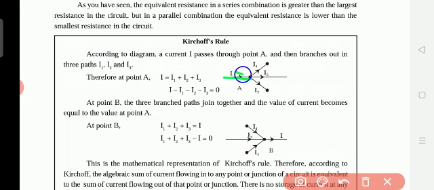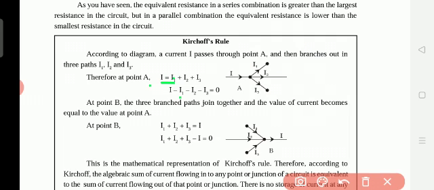Current I is flowing, but it is branched into I1, I2, I3. So these three are equivalent to this one, because however much current is flowing, that much current is divided into three, but these three currents are equal to this one. So that is why I is equal to I1 plus I2 plus I3. So it becomes I minus I1 minus I2 minus I3 is equal to 0.